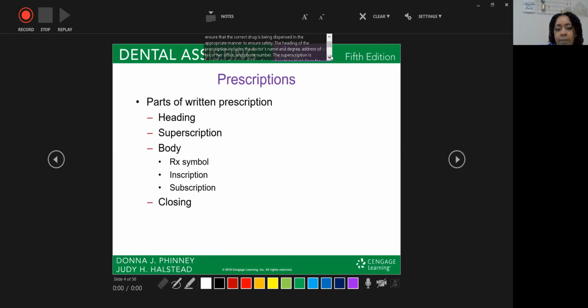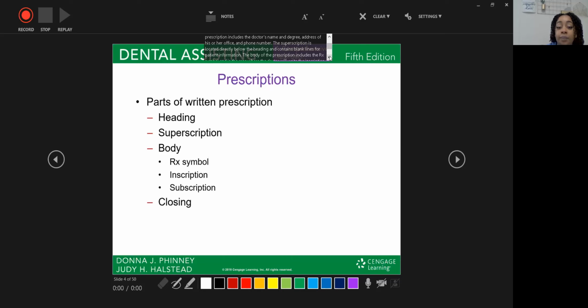Here on the screen, you'll see my slide. It talks about the heading. The heading of a prescription includes the doctor's name, their degree, their address, and his or her office and phone number. Okay. Now, your next part talks about the superscription. That is located directly below the heading, and it'll contain a blank line for the patient's information. So that would be like your patient's name, address, date of birth, things to that nature.